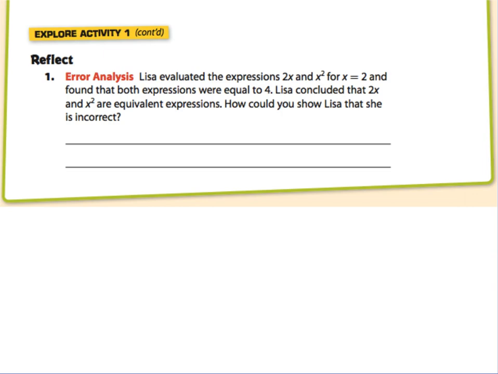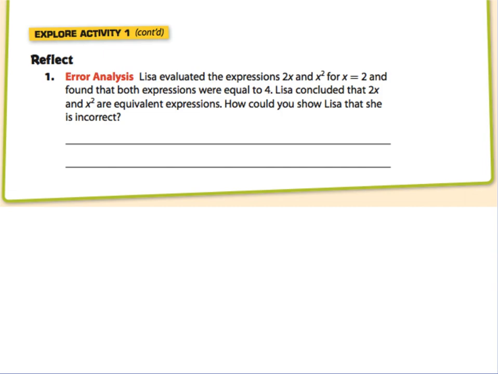All right, so Lisa evaluated the expressions 2x and x squared for x equals 2 and found that both expressions are equal to 4. So Lisa concluded that 2x and x squared are equivalent expressions. Now, you have to remember that 2x does not mean 2 and x side by side. So when we plug in the 2, it does not become 22. It becomes 2 times x. 2x means 2 times x.